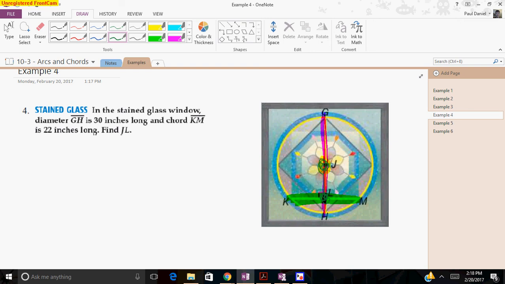Let's see if we can think about what might be true about the radius of this circle. Look, I'm just going to draw a randomly placed radius from J to K. How long is that going to be? If the whole thing is 30, then yep, you're right. That would be 15. So 15.